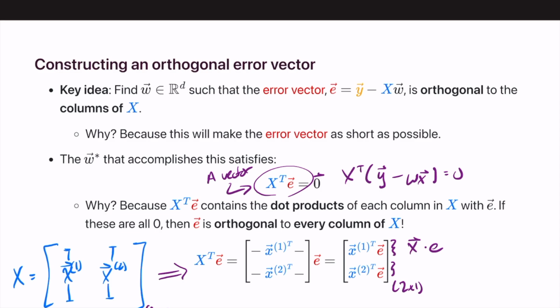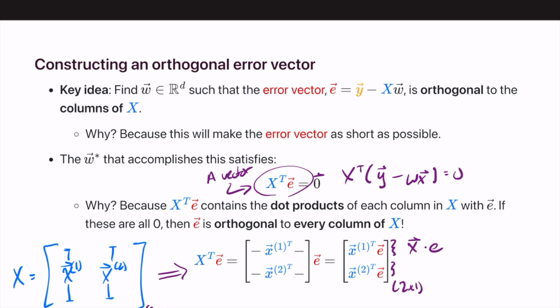We're essentially taking the dot product of every single one of the rows of this with our error, and when we do that, we can find out where the error is orthogonal to the projection onto each of the X's, and that gives us our optimal scalar, or W star.